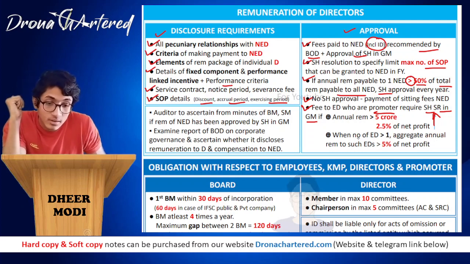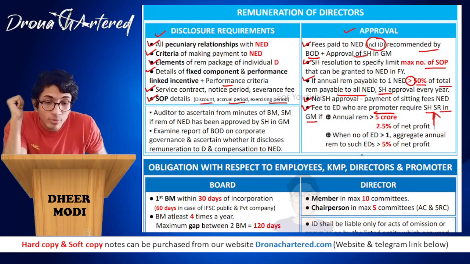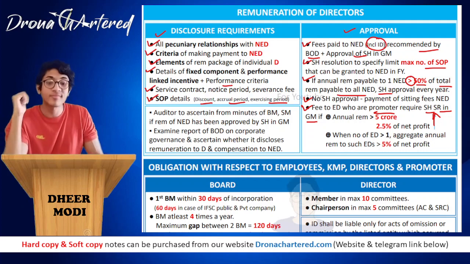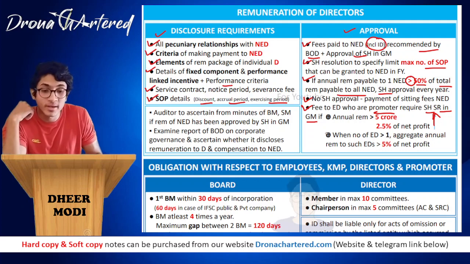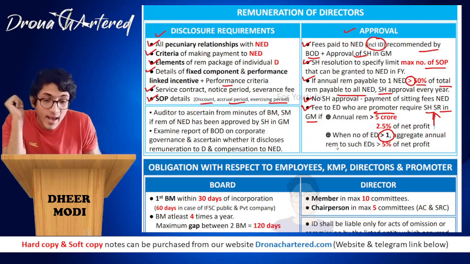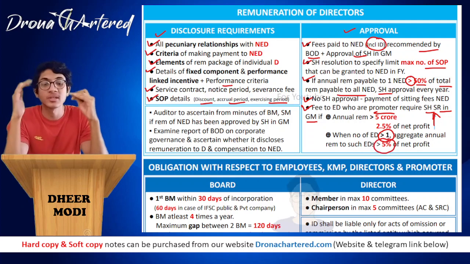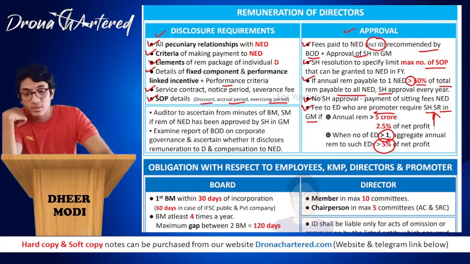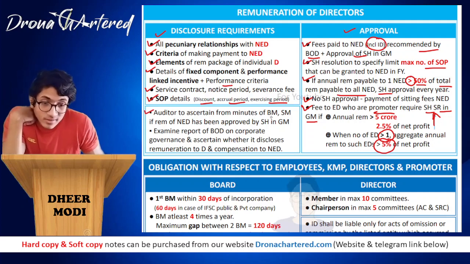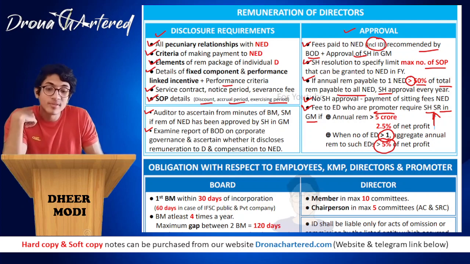And when number of executive directors is greater than 1, then the aggregate annual remuneration to such EDs is greater than 5% of net profit. So this approval will be required when there are more than one executive director. That means it is greater than 1. And the aggregate annual remuneration payable to such executive directors is greater than 5% of net profit. In such a case, you will require shareholder special resolution. Okay. Auditor to ascertain from minutes of board meeting if remuneration of non-executive director has been approved by shareholders in general meeting. Next is examine report of board of directors on corporate governance.